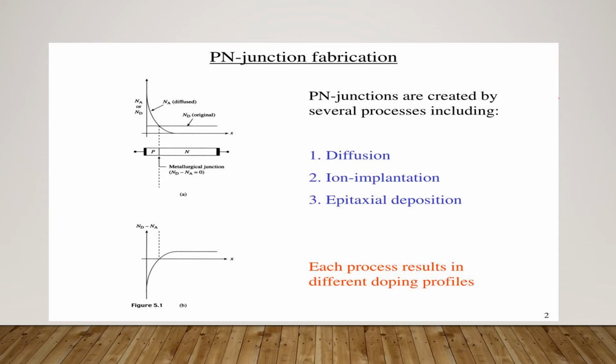So p-n junctions are created by several processes. Yesterday I discussed CVD. A few more methods are diffusion, ion implantation and epitaxial deposition, and we will discuss these in detail in coming lectures. Each process results in different doping profiles.